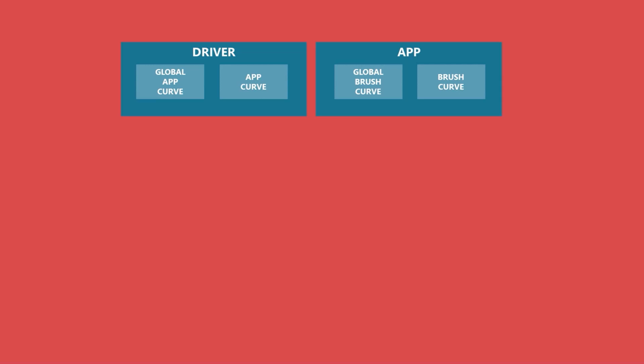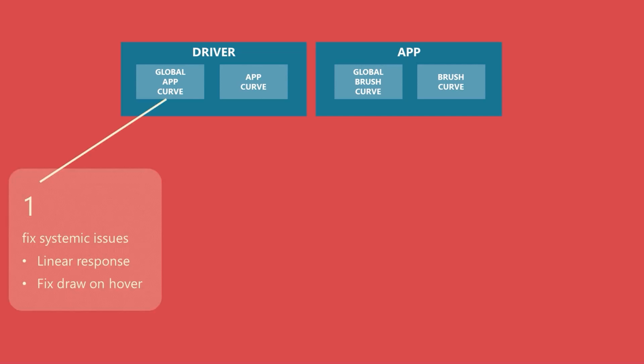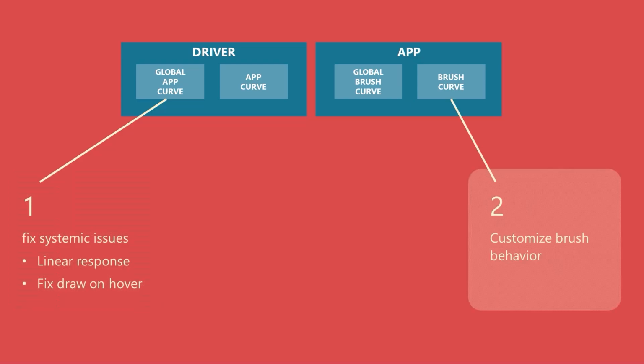So we have these 4 places for controlling pressure curves. Now I'll walk through how I apply my strategy for my own work. First, I fix those big systemic problems, and I do that in the driver's global application pressure curve. The 2 typical things I want to take care of here are, number 1, using a pressure curve to get a linear pressure response from the pen. And number 2, I will try to address the drawing on hover problem if it exists and if it is possible to fix here.